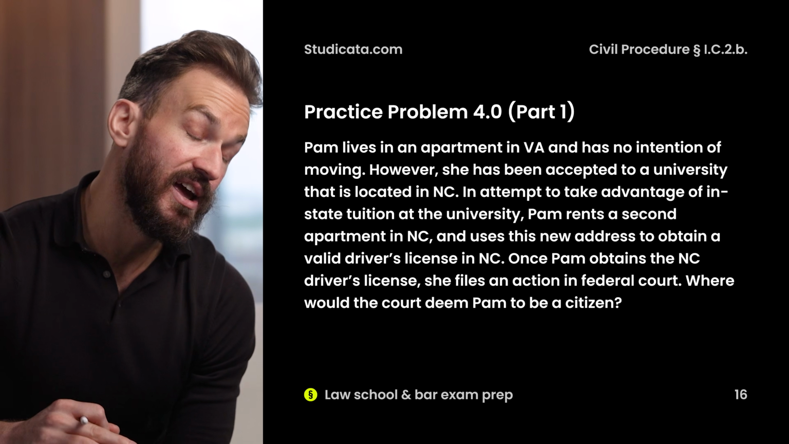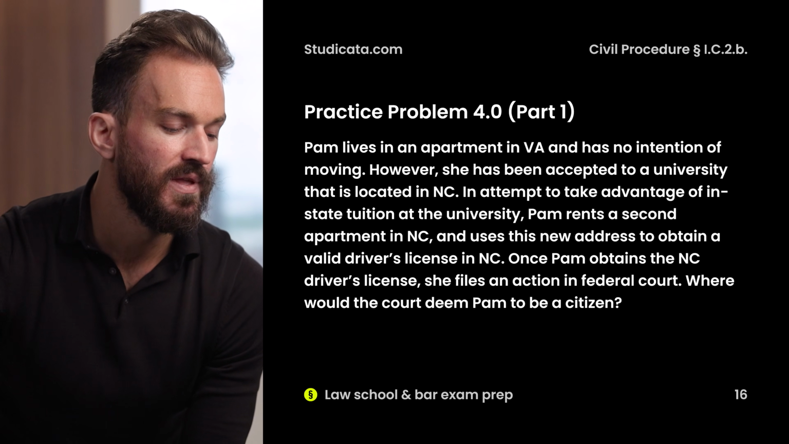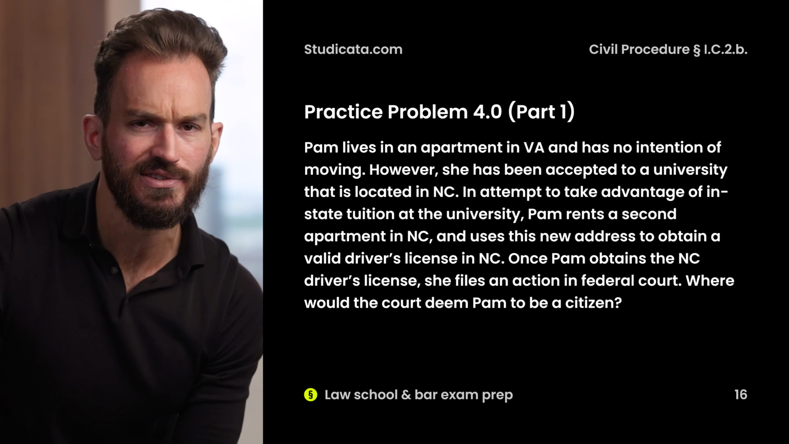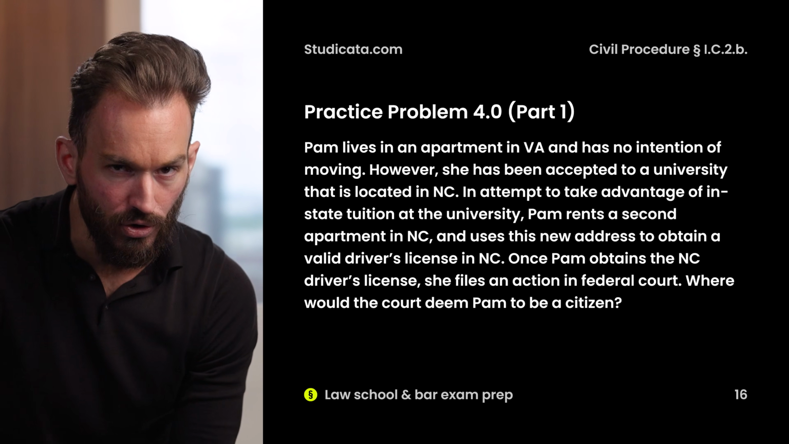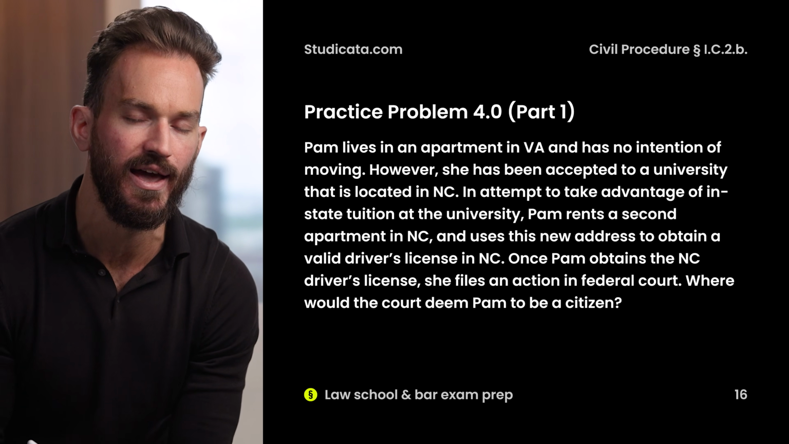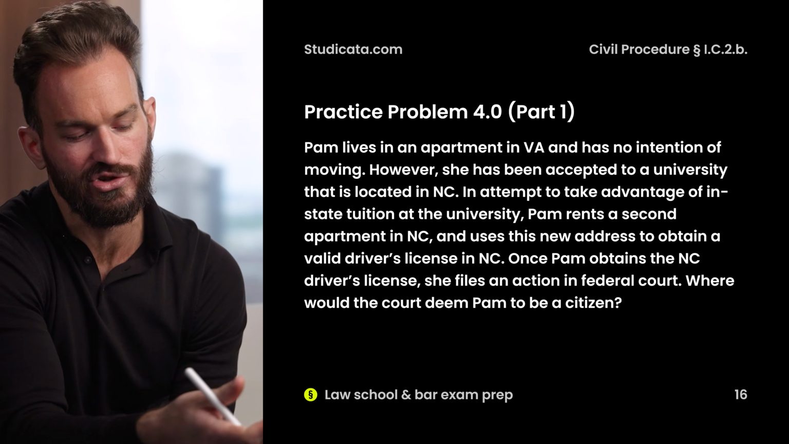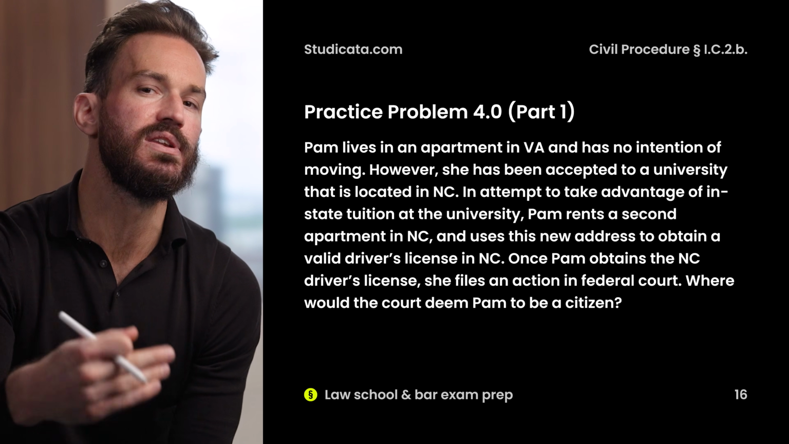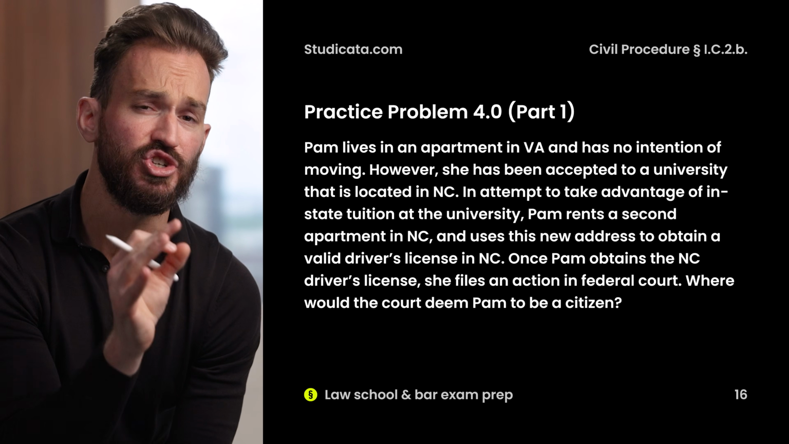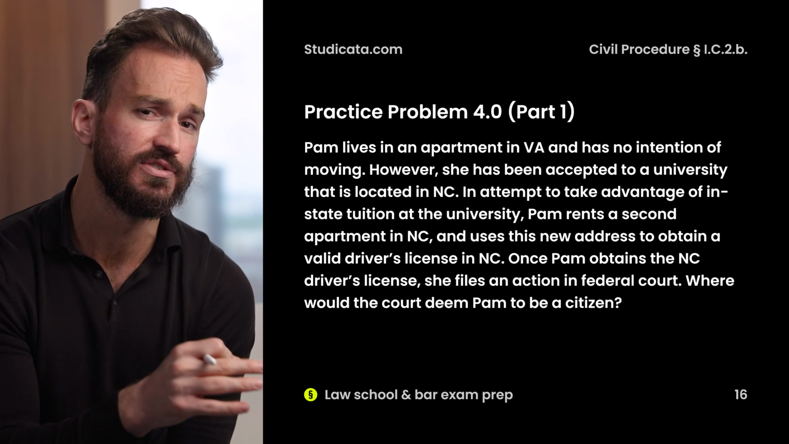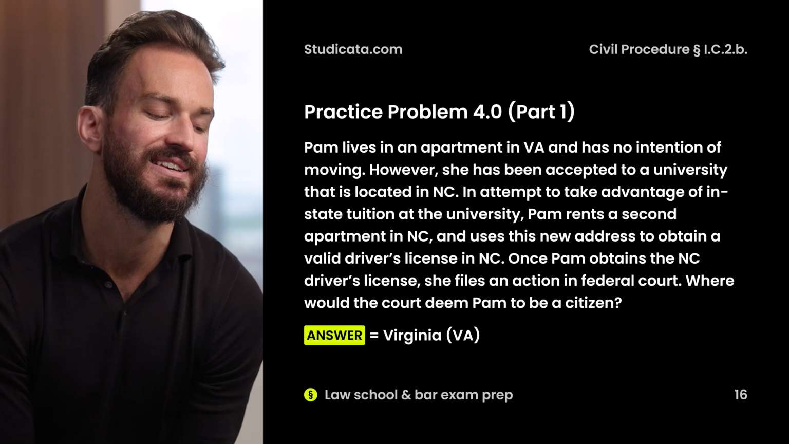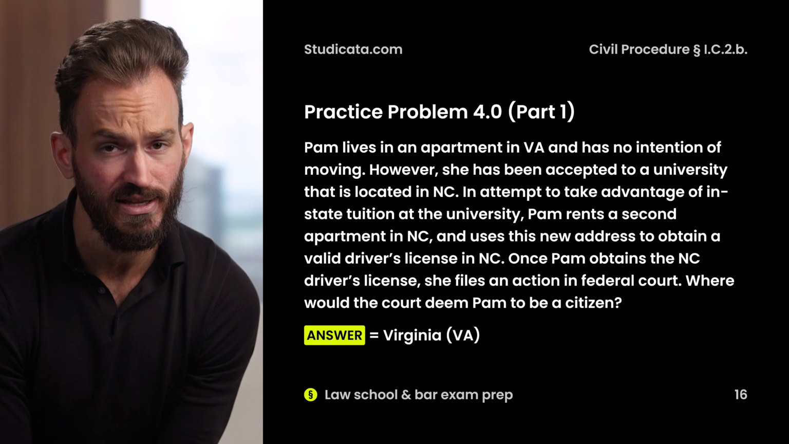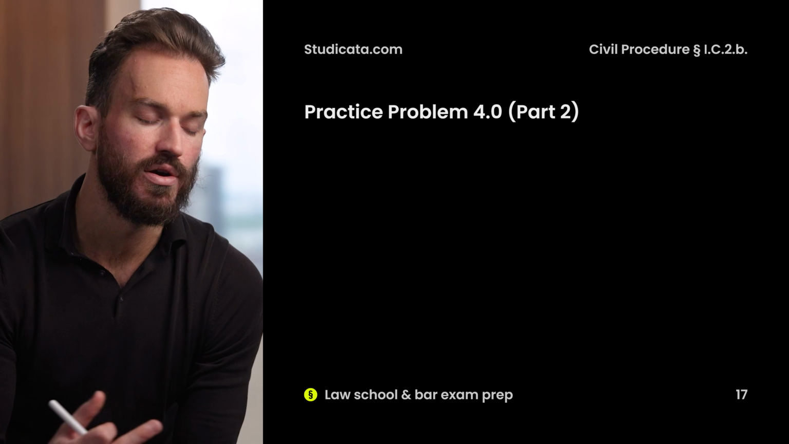So this whole thing about getting a second apartment in North Carolina and using this address to get a driver's license, this is not her having the intent to actually move, to remain in North Carolina indefinitely. She's just doing this to try to get in-state tuition. That would not be sufficient to actually change her domicile or her citizenship for diversity purposes. So the answer here is Pam is a citizen of Virginia for diversity purposes. We can go to the next part of this practice problem.